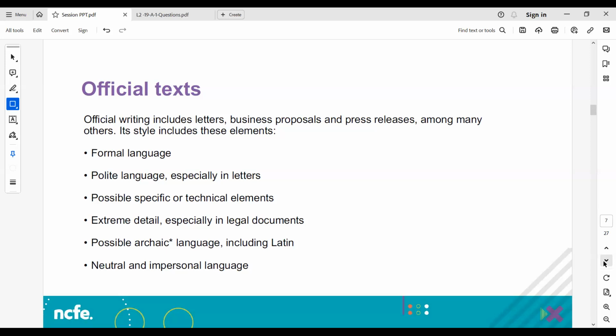So here it's given an example of a legal document. There might be extreme detail. So if you're buying a house, for example, and you have the legal documents sent to you, there will be a lot of detail in there. And again, this quite often applies to legal documents, archaic, really old-fashioned language that you might see. You might have to go and look up. And neutral, impersonal language as well.